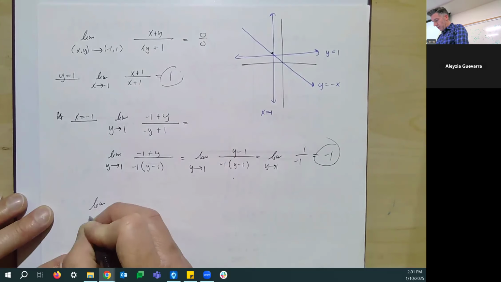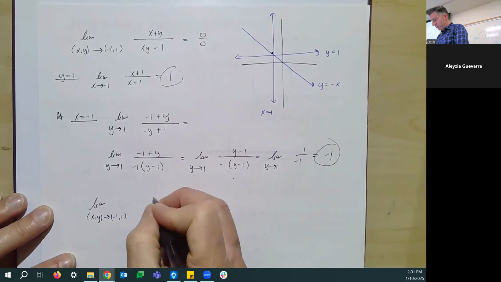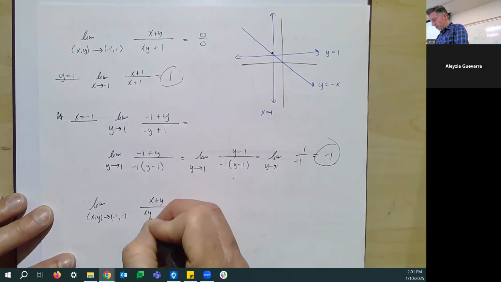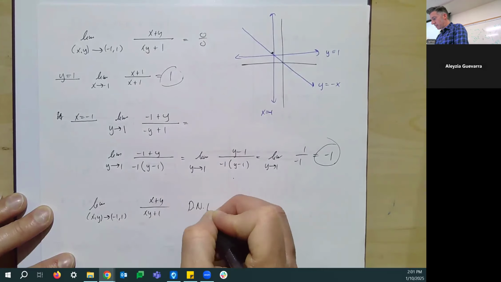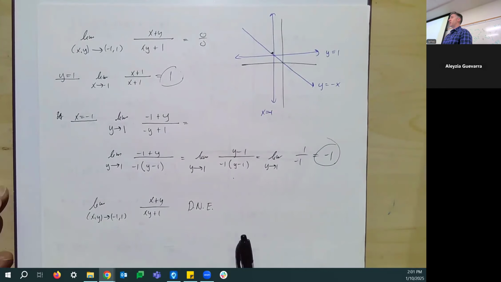So this limit, as x, y approaches -1, 1 of x plus y over xy plus 1, does not exist. On Monday, we'll talk about at least one example where it's a zero limit and the limit does exist and how you would show that's true.